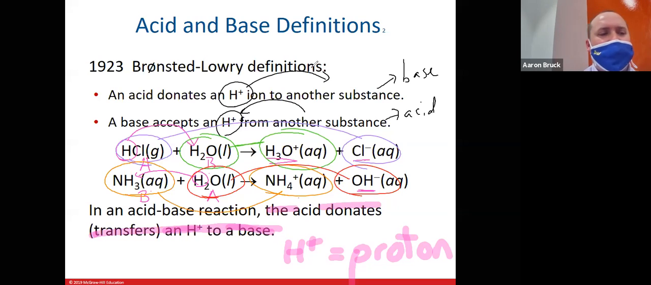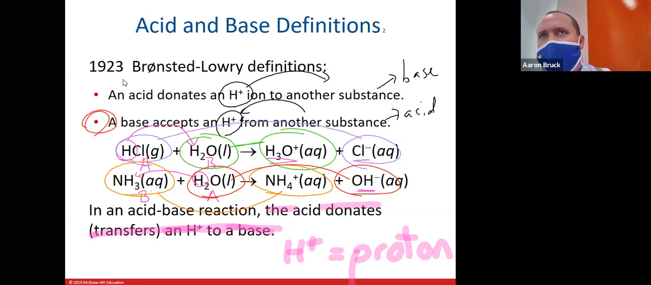And adding an H+ is base behavior. So it takes some getting used to. But we can eventually get ourselves to the point where we can recognize in any kind of reaction whether or not there's acid-base behavior being exhibited, because we should be able to see when and if those H+ ions are moving around.